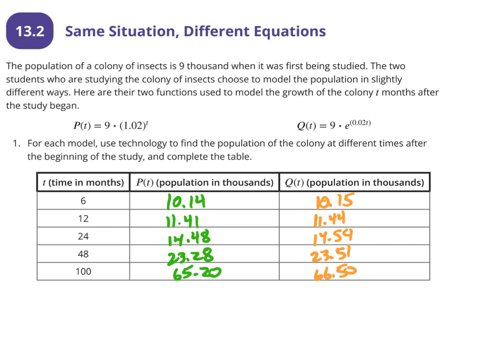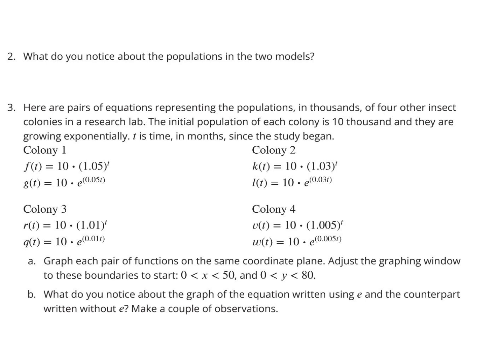So E is better to use in a lot of modeling because it is a little higher than just regular numbers. And here's the growth rate, 0.02. Here's the growth rate, 0.02. So you don't have to add 1 to it. You just put in whatever the growth rate is, unlike what you had to think about with regular exponential functions. All right, so question 2. The populations are very close, but the E model grows slightly faster.